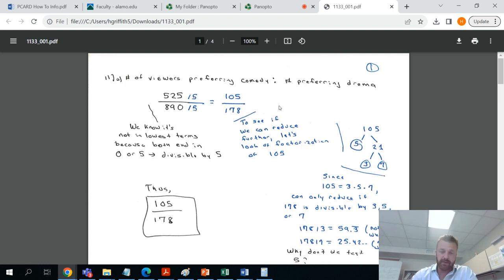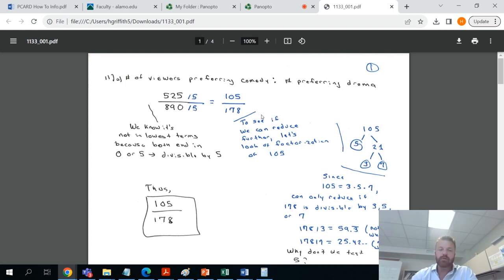For this step, you can either use long division, or on the TSI test, you might be provided with a calculator that would allow you to do this more quickly. But when you divide 5 into 525, which is effectively canceling that factor of 5, you're left with 105 in the numerator. And in the denominator, 890 divided by 5 will give you 178. Now, you might look at that relatively large numerator and denominator and say to yourself, I have to be able to actually simplify this further.